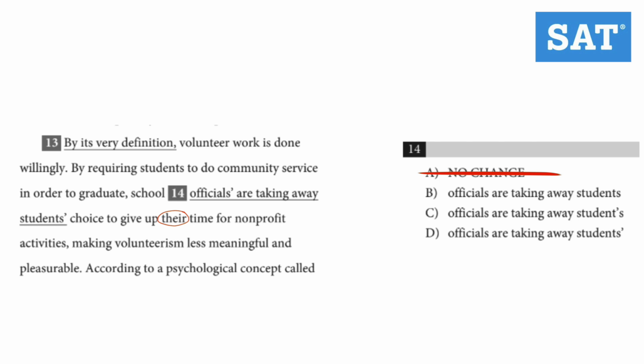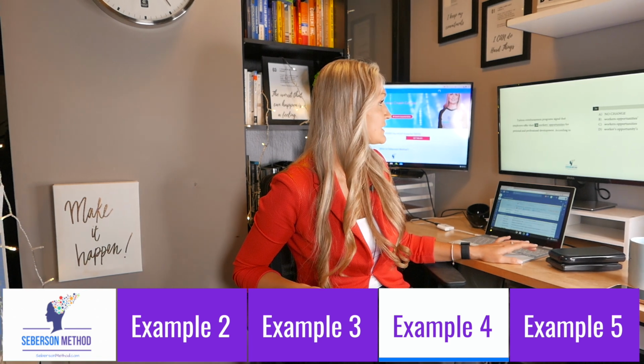Now, what are we choosing between B, C, and D? Is there possession? Yes, there is, and it's plural. So we're going to choose answer choice D. Are taking away students, many students, and then an apostrophe is going to stand for a possession. Choice to give up their time for nonprofit activities. Hope this makes sense. One more example for you guys.